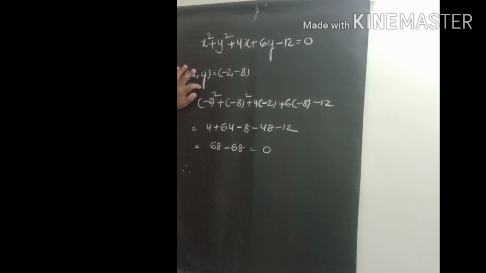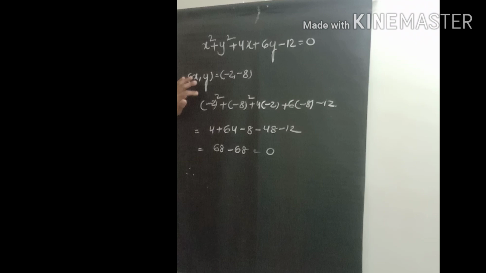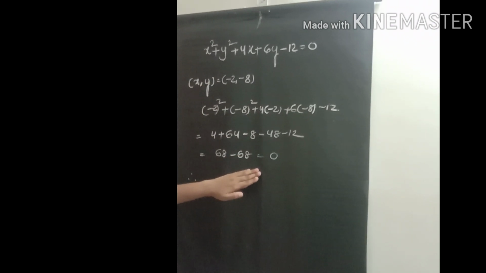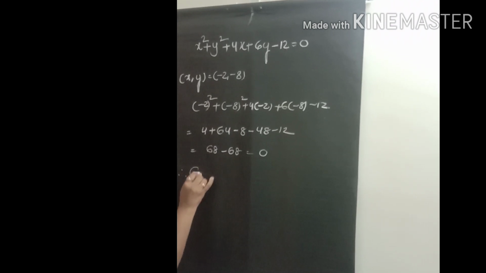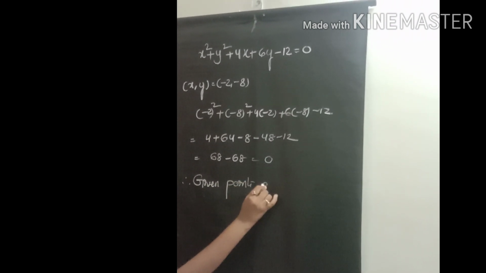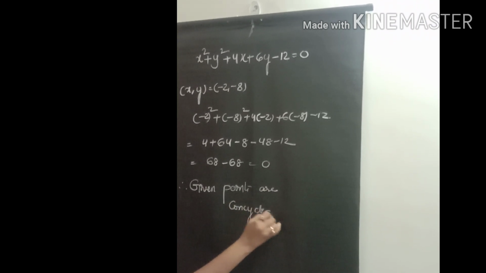So, if the point satisfies the above equation, then we say that the given points are concyclic points. When we substitute the point in the circle equation, it returns the answer 0. Therefore, given points are concyclic. That's it.